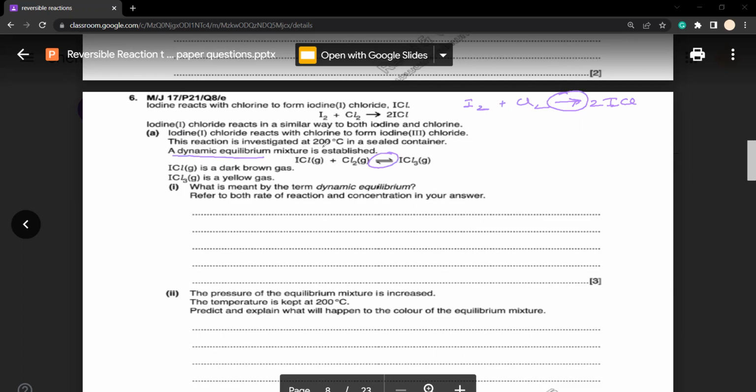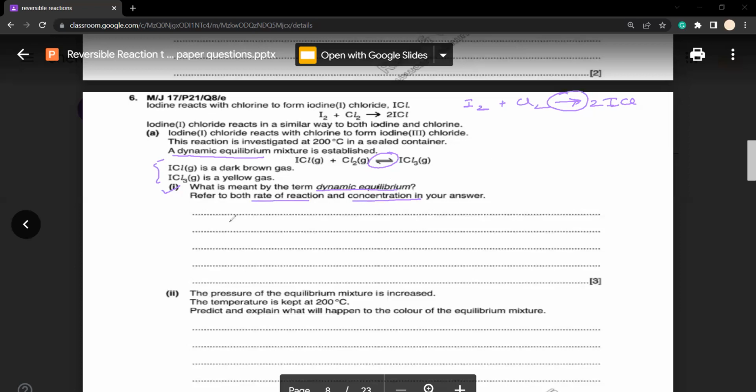I explained in my video what dynamic equilibrium is. Now, first of all, let's read part 1 and then move on to the next step. Certain information is given in part A. We'll look into this information regarding the colors of the substances when we need it. So right now my focus is on the dynamic equilibrium. They're asking us to refer to both the rate of reaction and the concentration change when the dynamic equilibrium is established.